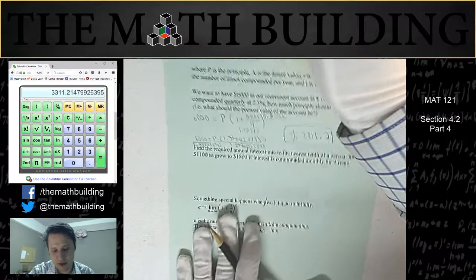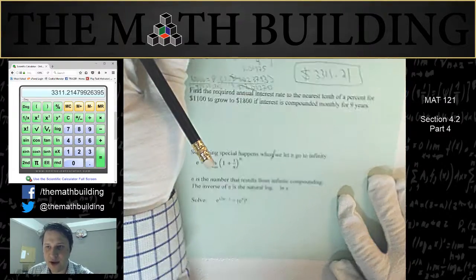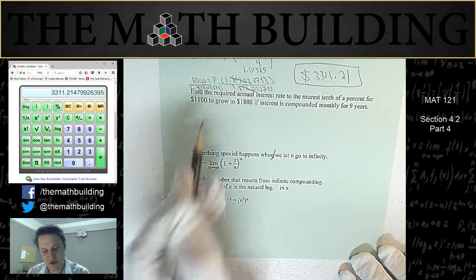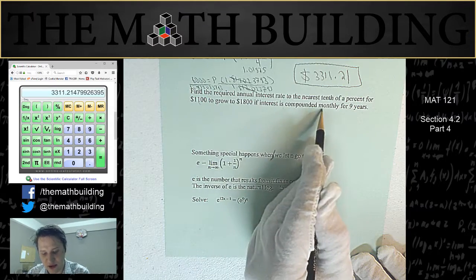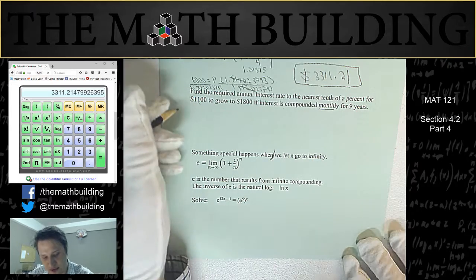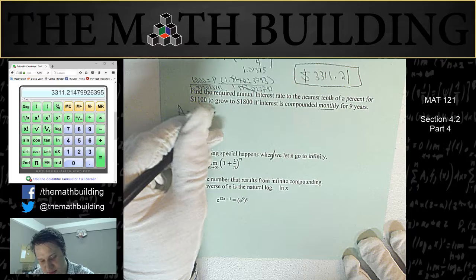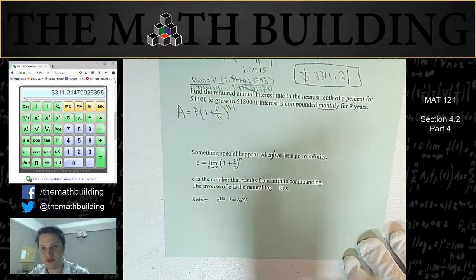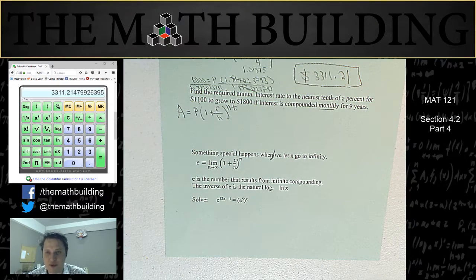In fact, maybe, well, let's take a look at it. Find the required annual interest rate to the nearest tenth of a percent for 1,100 to grow to 1,800 if interest is compounded monthly for 9 years. So again, let's write down our formula. Again, you should try to memorize this. There's the compound interest formula. A equals P times 1 plus R over N to the NT.